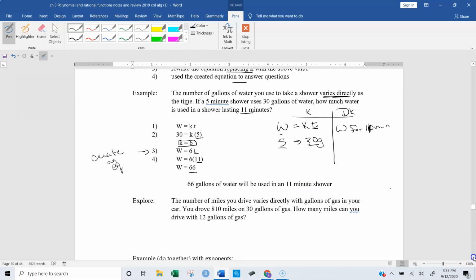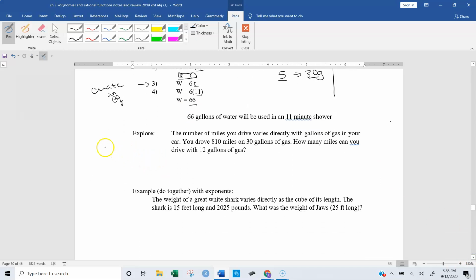Okay, pause and try yours. All right, what did you know? And what don't you know? Okay, the number of miles you drive, so the miles varies directly with gallons. So I know miles varies directly, so there's some K times something, then it said gallons of gas in your car. I drove 810 miles on 30 gallons of gas. Next thing I know, how many miles can you drive with 12 gallons? So I need to find miles with 12 gallons.